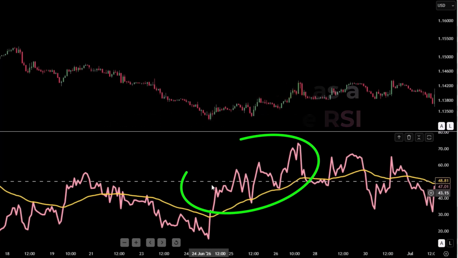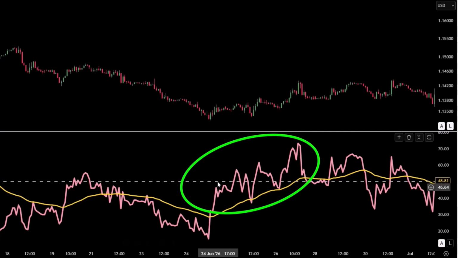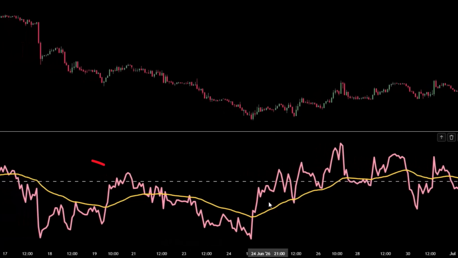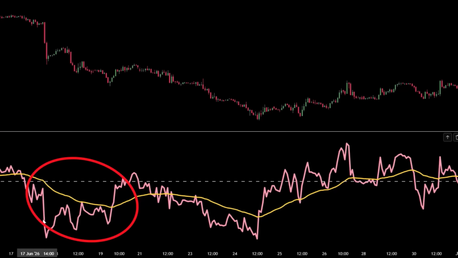When the RSI stays above its EMA, bullish momentum is stronger than the average momentum. Buyers are in control and the market is more likely to continue moving higher. When the RSI stays below its EMA, bearish momentum is stronger than the average momentum. Sellers are in control and the market is more likely to continue moving lower.